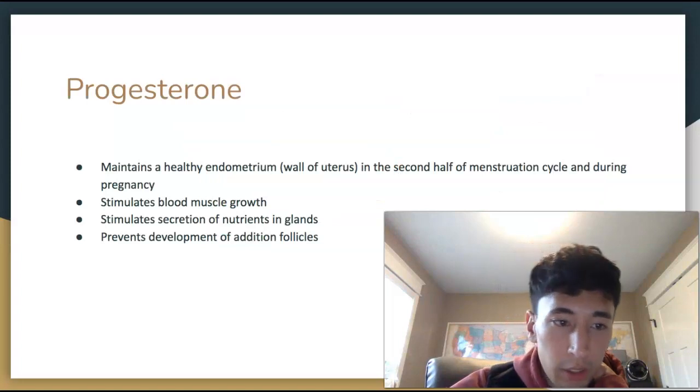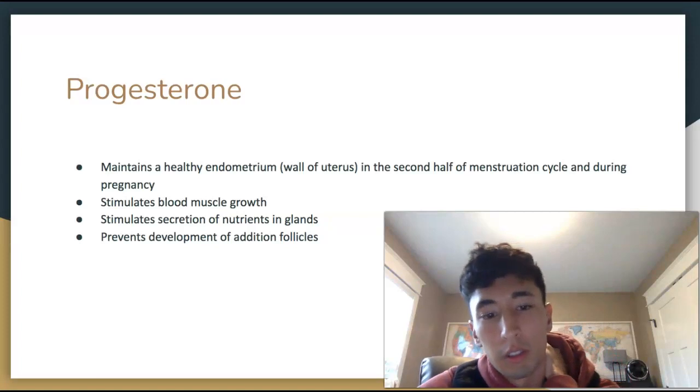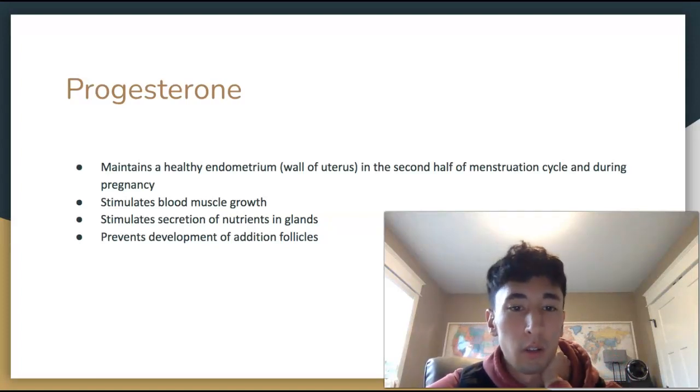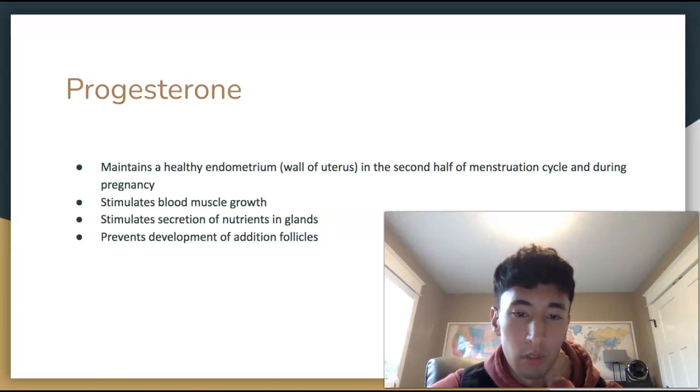All right, now we'll get into the 4 hormones that I wanted to look into further here. This one's obviously progesterone. It maintains a healthy endometrium, which is the wall of the uterus, in the second half of the menstruation cycle and during pregnancy as well. Progesterone stimulates blood muscle growth. It also stimulates secretion of nutrients in glands and prevents the development of additional follicles as well.